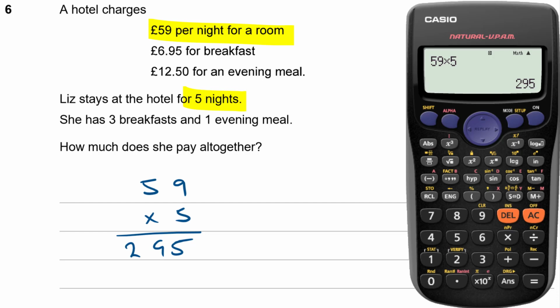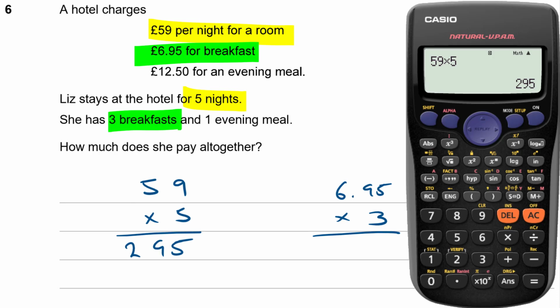Right, next up, she had 3 breakfasts, and each breakfast was £6.95. So multiplying £6.95 by 3. Again, I can just type that into the calculator. That tells me £6.95 times 3 is equal to £20.85.